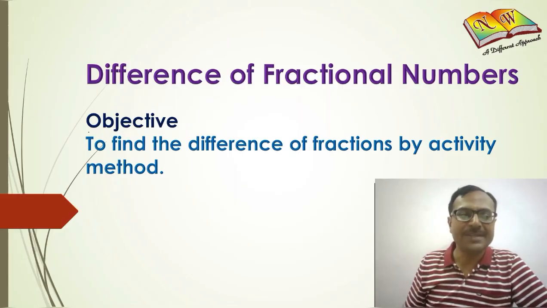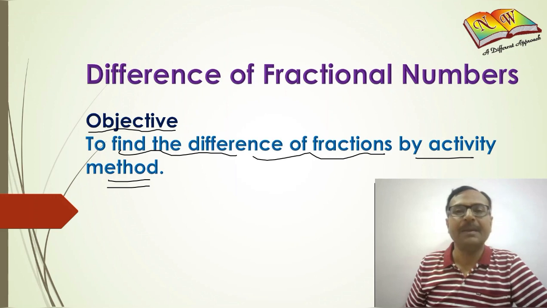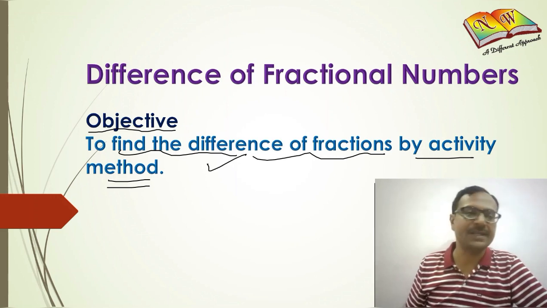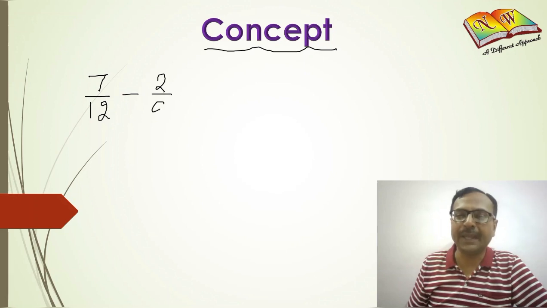The objective of this activity is to find the difference between two fractions by an activity method. Now, how do you find the difference of fractions? That is very important. So let's develop the concept first by taking an example. Suppose you are doing 7 upon 12 minus, we are taking a number like 2 upon 9.